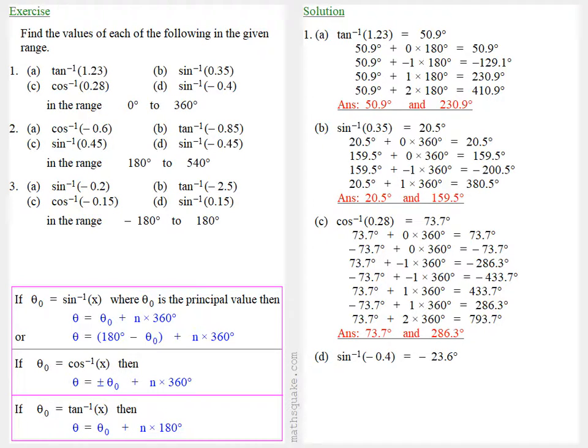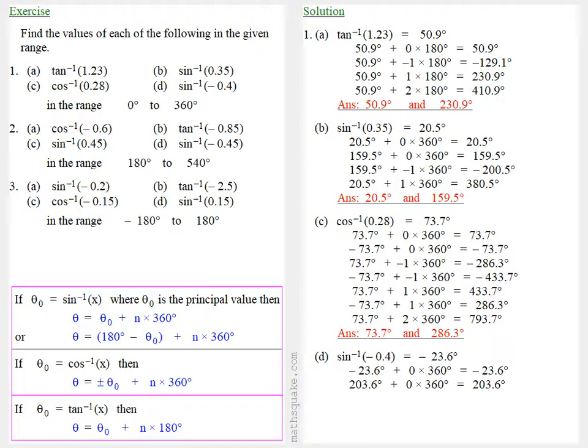In part D, we're asked to find the inverse sine of minus 0.4, which if we do that on a calculator is minus 23.6 degrees. That's our principal value. Now the other important value is 180 minus the principal value, which is 180 take away minus 23.6 degrees, or 180 plus 23.6 degrees, which is 203.6 degrees.